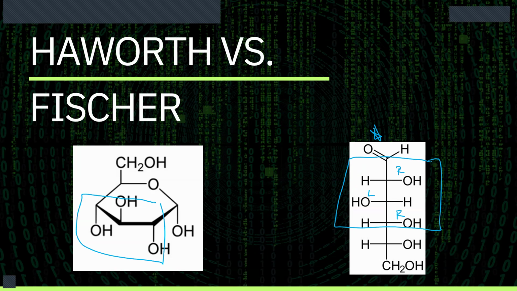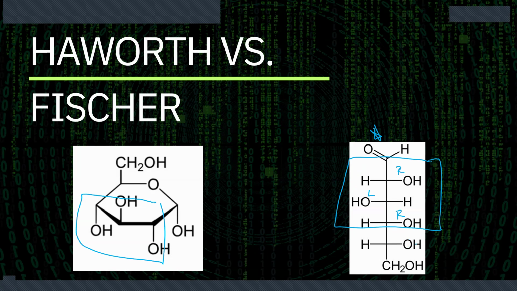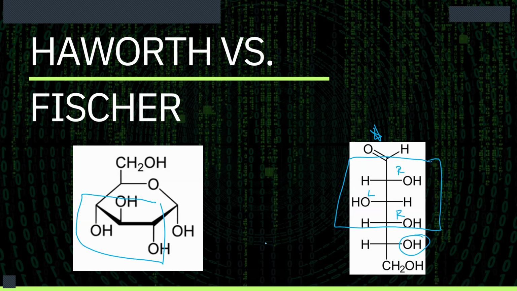I have this pattern. Now, why do I have that pattern? Why doesn't it extend to this carbon right here? The reason it doesn't extend to that carbon is because this OH group, being on the right-hand side of my molecule, makes this a D sugar.